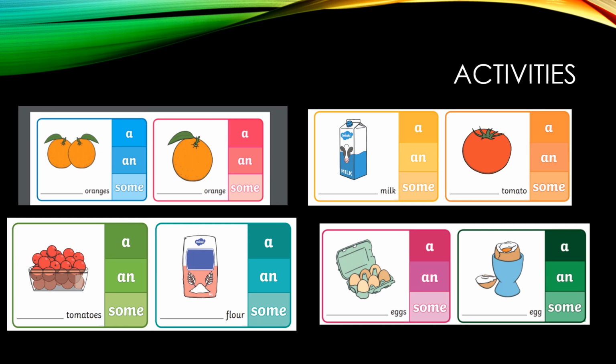A flower, an flower or some flower. The correct answer is some flower because we cannot use a or an before an uncountable noun. A milk, an milk, some milk. We use some milk. Again, milk is an uncountable noun.